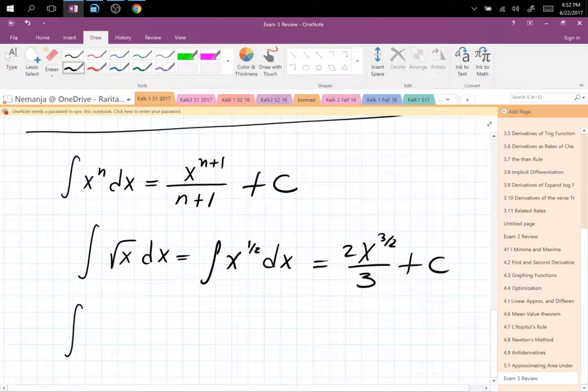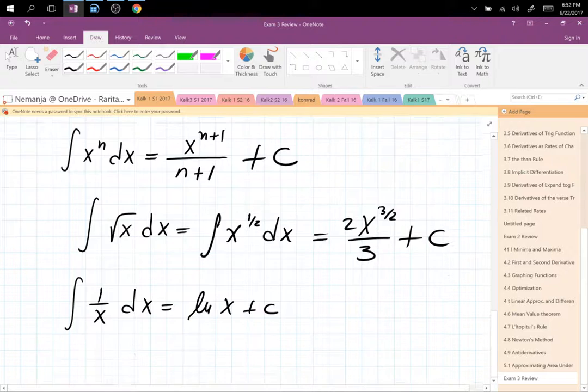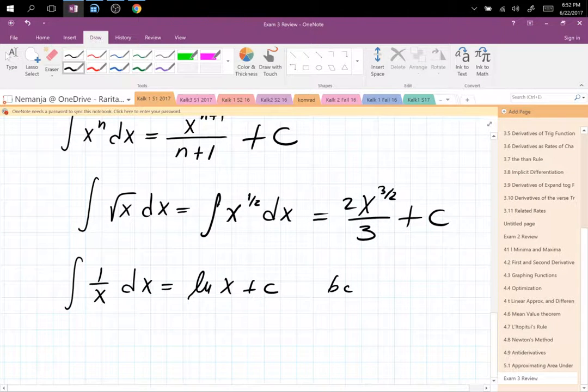The other ones are just memorizing. The integral of 1 over x dx is what? ln x. Because the derivative of ln x is 1 over x.